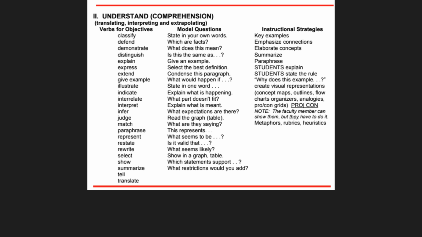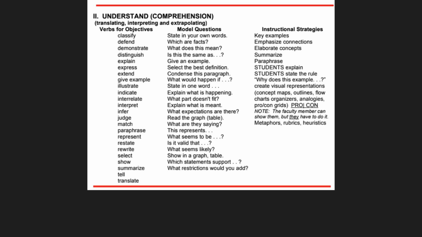The model questions in the middle column suggest different kinds of questions you could give as student prompts, or you can use to assess student learning. So for example, if you're asking students to define ethos, pathos, logos, you might say, state in your own words a definition of the rhetorical appeals. Explain in your own words why they're useful and why they're important. Explain what they mean.